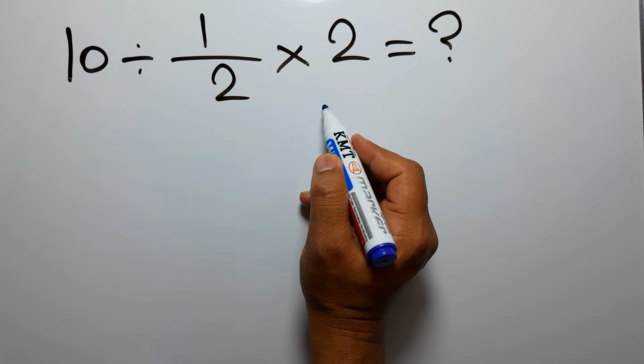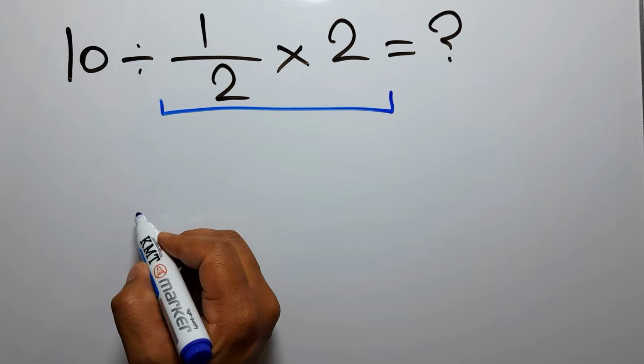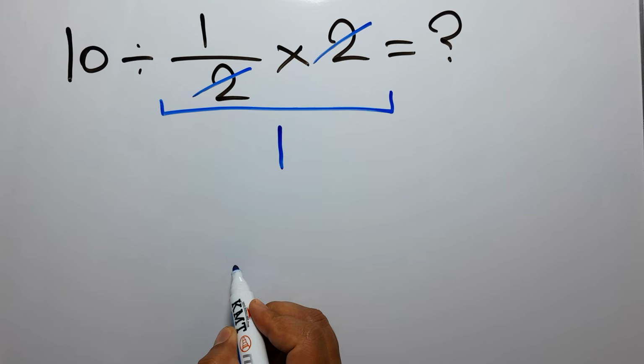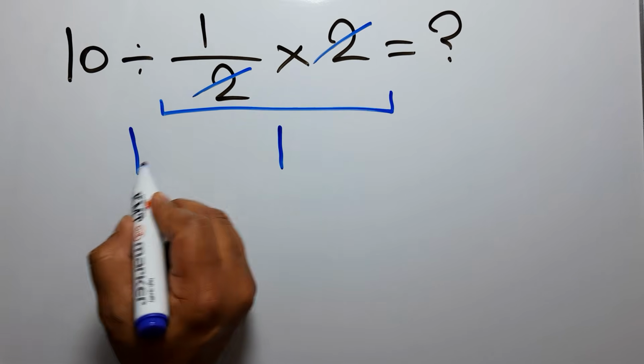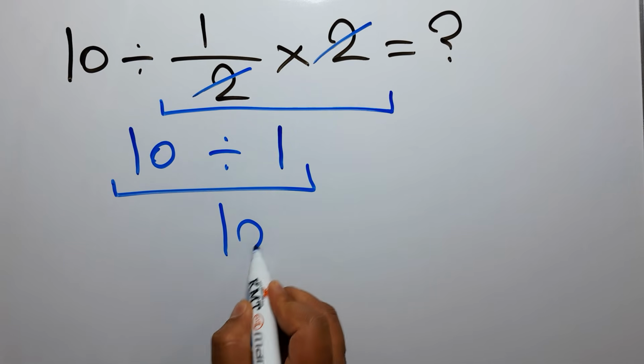First, we do this multiplication. 1 over 2 times 2. We can easily cancel this 2 and this 2, so here we have just 1. So we have 10 divided by 1, which equals 10.